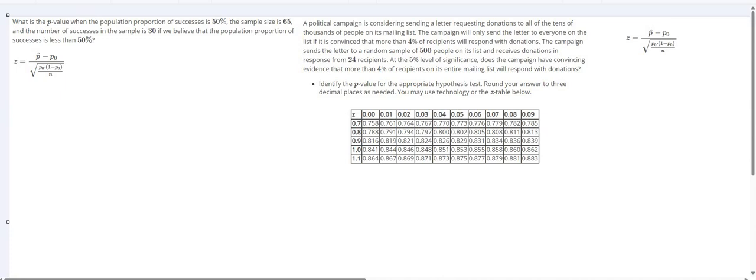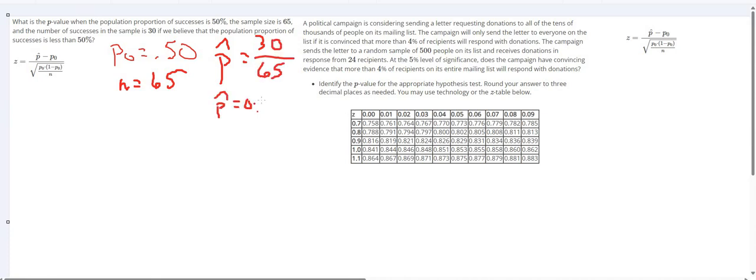So for the question on the left, what is the p-value when the population proportion of successes is 50%? So that tells us that our p sub 0 here is going to be 50% or 0.50. Let's change the font here and make that a little bit bigger. The sample size is 65, so n equals 65. And the number of successes of the sample is 30. So that means our p hat is going to be 30 over 65. And that's going to equal 0.4615.